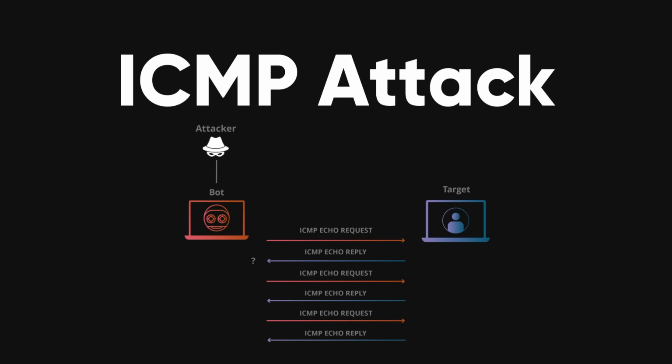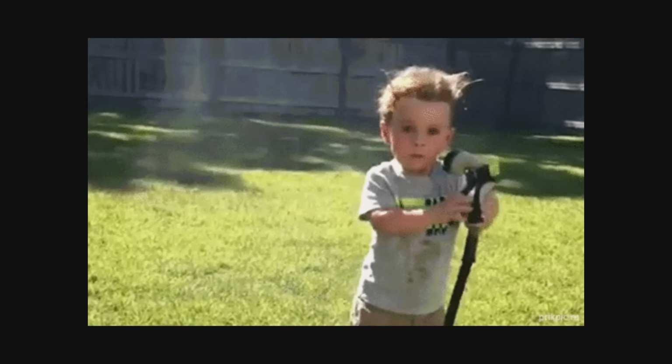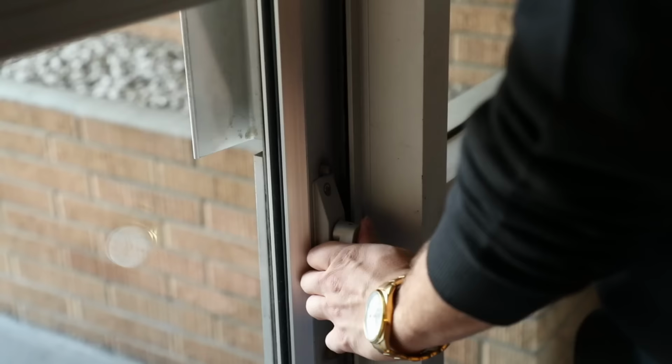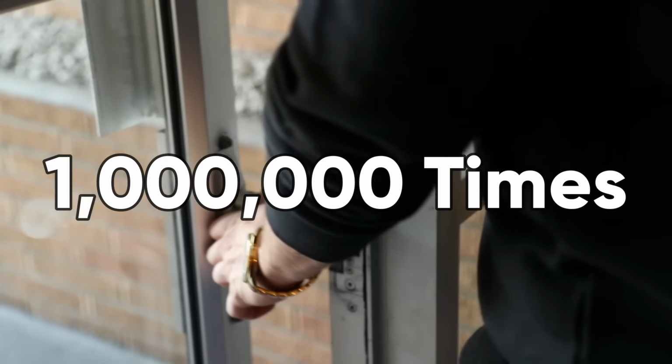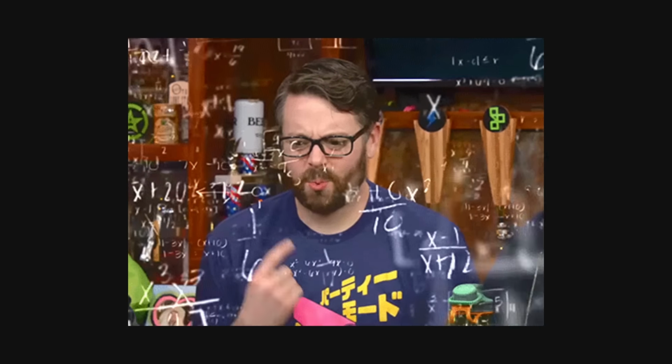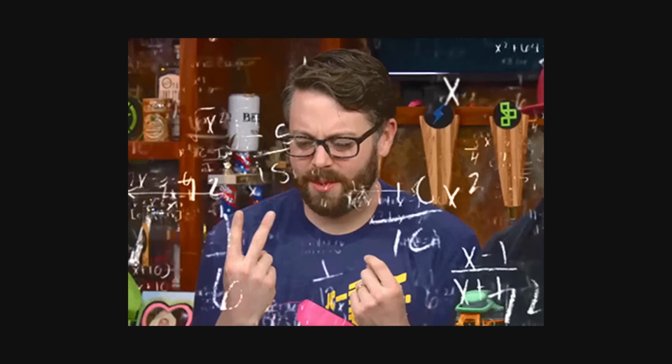First up, we've got the ICMP attack. It bombards the server with pings, except these pings are massive. Think of it like trying to drink from a fire hose. The server just can't keep up and it crashes. Then there's the SYN flood attack. It's like someone ringing your doorbell a million times, but running away before you can answer. It confuses the server, wasting all its resources just trying to figure out what's going on.